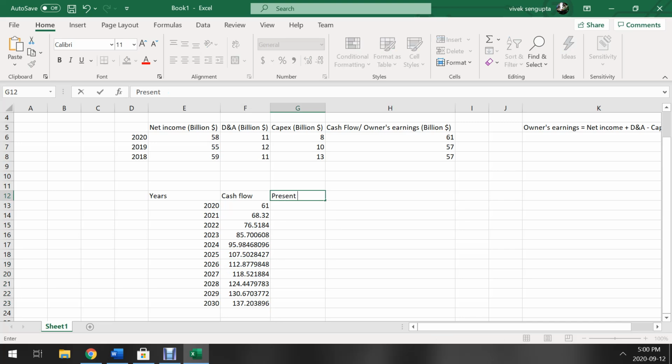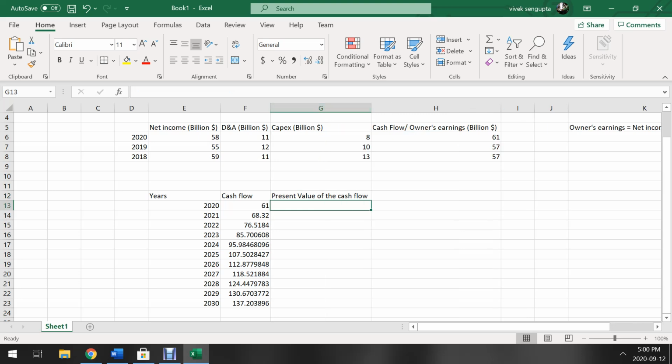Present value of the cash flow. Now you have to think like this, right? Money that is $100 today is not the same as $100 from 2 years from now, right? Because there is inflation, prices are increasing, and you have other things, right?